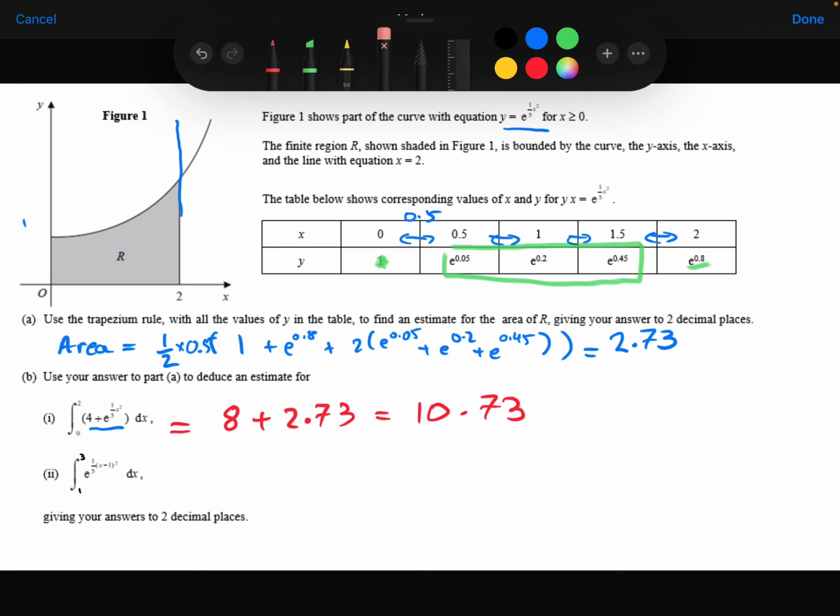Then for part II, we've got the integral from 1 to 3 of e to the 1/5 x minus 1 squared. Again, comparing this to the graph. Now that x minus 1 on the inside there affects the x coordinates, and I would add 1 to all of the x coordinates. So that's going to shift this graph 1 square to the right.